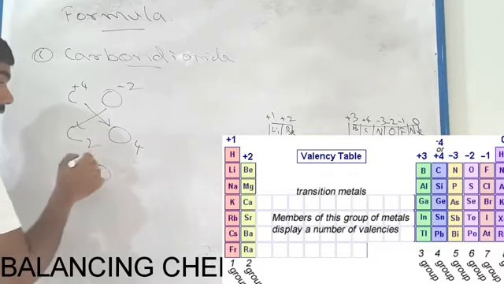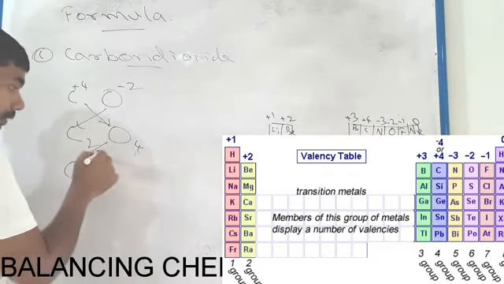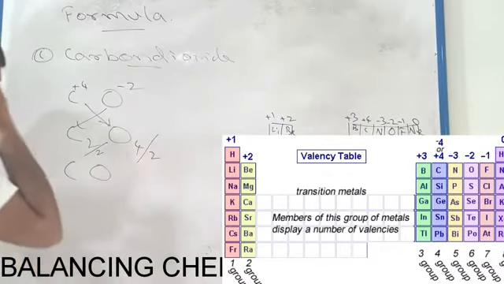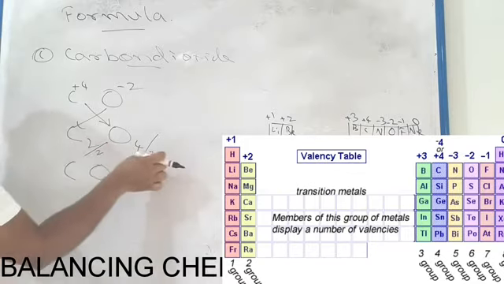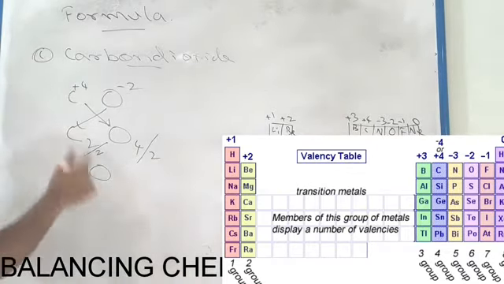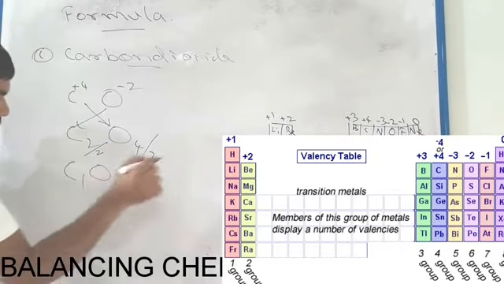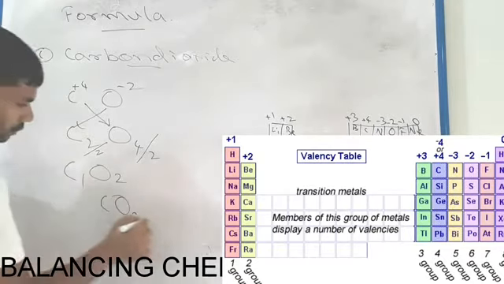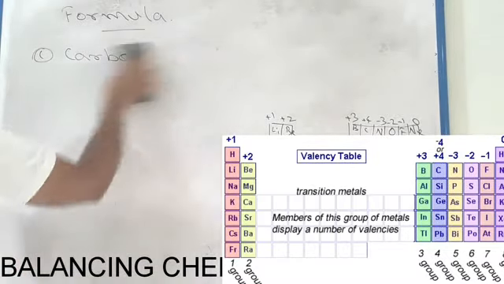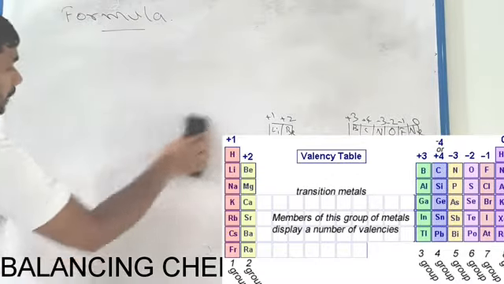We can divide 2 by 2. Also we can divide 4 by 2. This number, the denominator, must be the same number. So 2 by 2 it is 1, 4 by 2 it is 2. 1, no need to write it. So the formula is CO2, carbon dioxide, CO2. Clear?